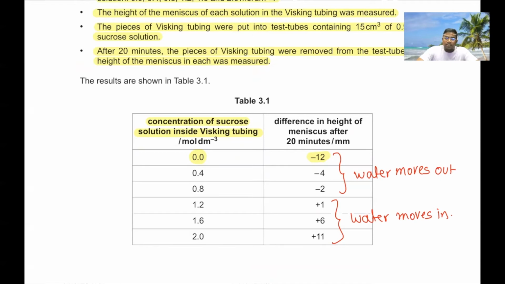Water enters Visking tubing. The external solution has higher water potential than the contents of the Visking tubing. Water moves down the water potential gradient.